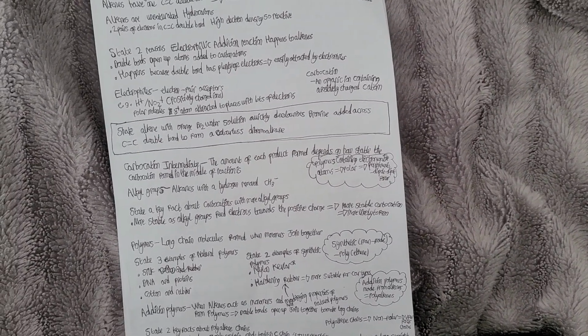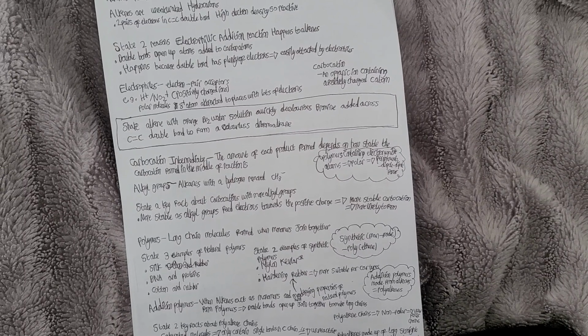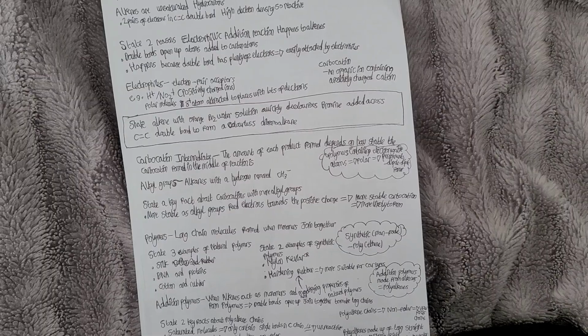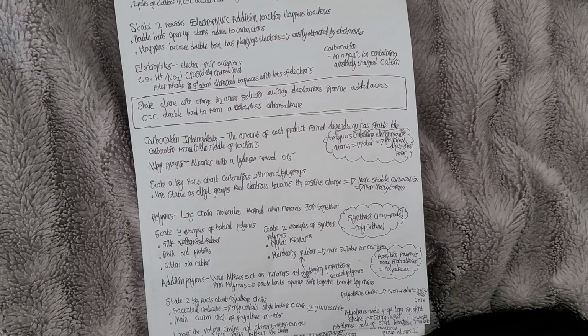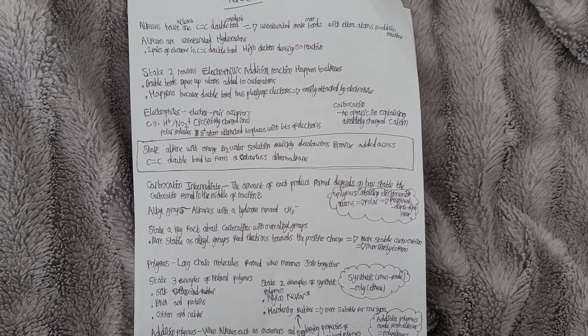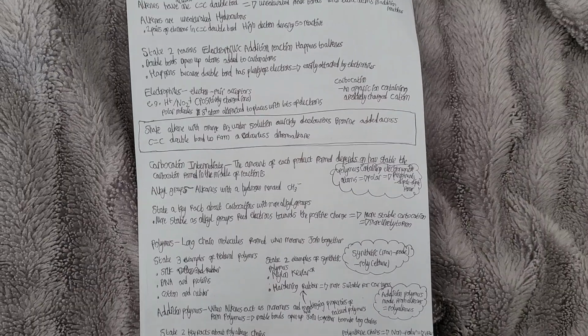Electrophiles are electron pair acceptors. Examples: H+ and NO2+, positively charged ions, or polar molecules where the delta plus atoms are attracted to places with lots of electrons. A carbocation is an organic ion containing a positively charged carbon atom.